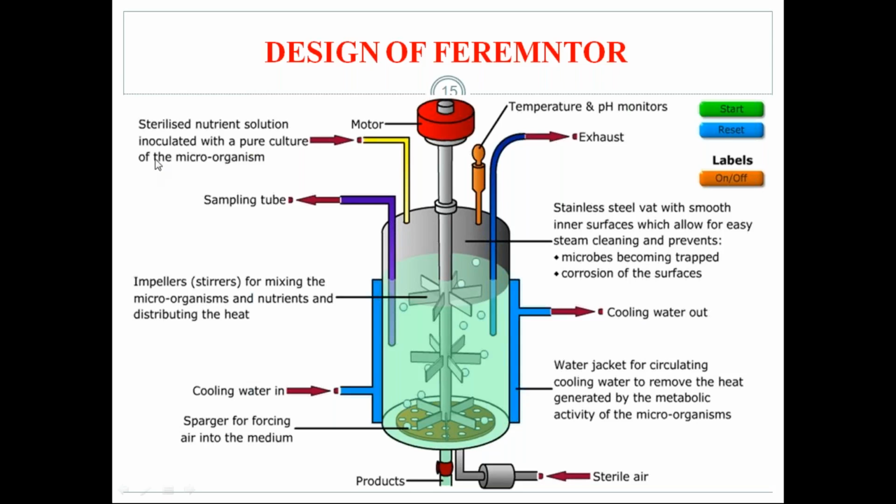Now on this left side, we saw first the inlet for inoculation of microorganisms, then the sampling tube, then impellers. We have to remember the function of the impeller: mixing the microorganisms and nutrients and distributing the heat. Now there is a cooling water inlet.